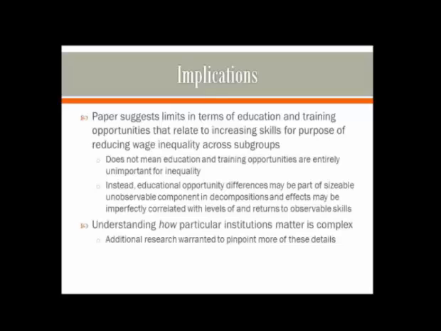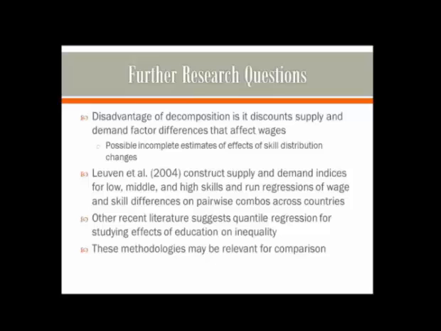The paper suggests that there's limits in terms of education and training programs that are relating to increasing skills. There's limits in terms of reducing wage inequality at the same time. That doesn't mean that these programs don't increase skills, right? I think there's great evidence that programs do matter. But for this kind of secondary purpose of also reducing wage inequality, it looks like there might be some limitations. At least that's what I found here in terms of this paper. Of course, understanding the particular institutions and how they matter is complex and a great starting point for additional research after this.